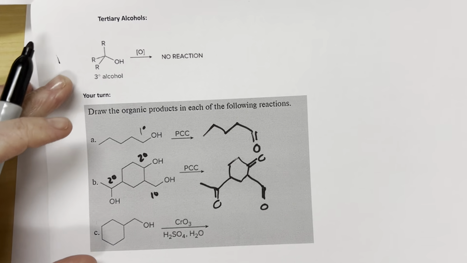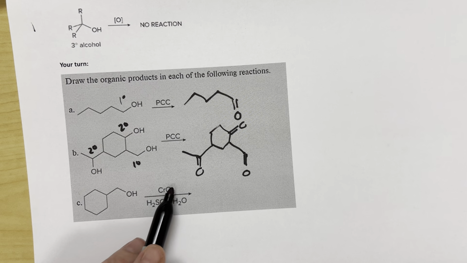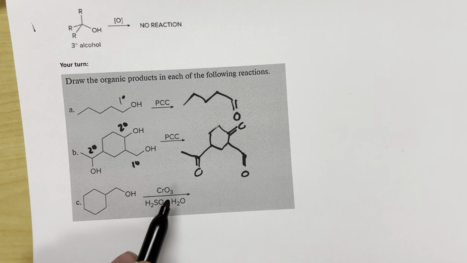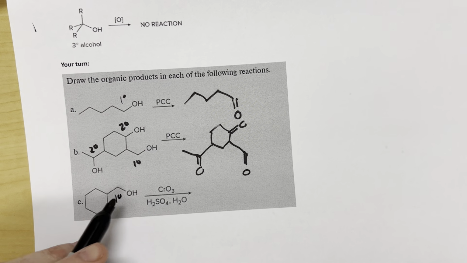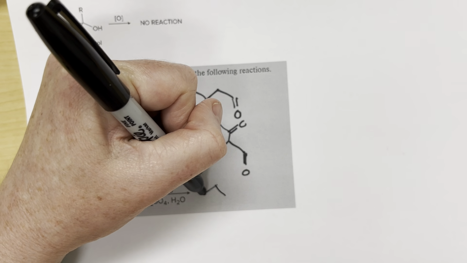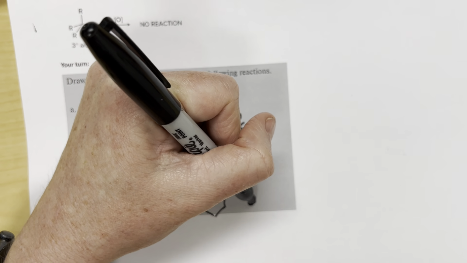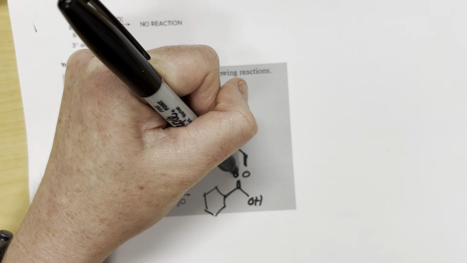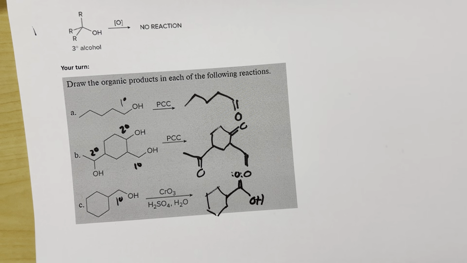But it shows that in this next one, where we take this thing and we react it with hexavalent chromium. So again, we have a primary, so we expect this to turn into a carboxylic acid, and that's what it does. So that OH can stay the same. You're just going to add an O. There, so that's our carboxylic acid.